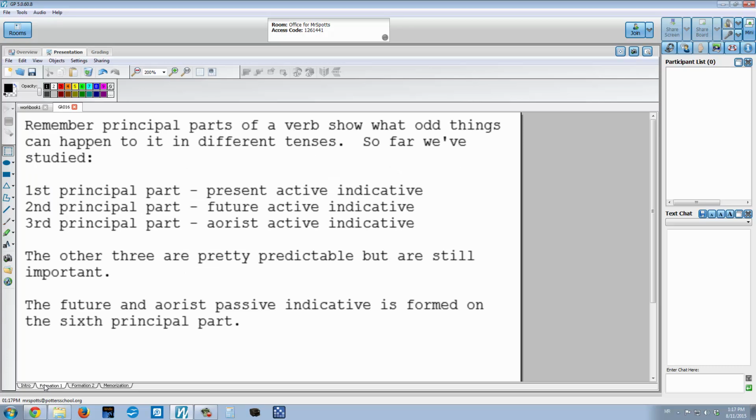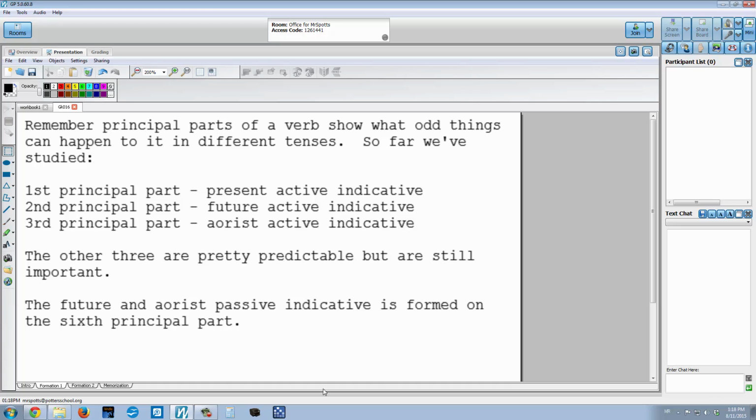Let's take a look back at how verbs work and find the principal parts of a verb. Those principal parts are the forms that show what kind of odd things can happen to the verb. And so far we've studied 3 of them. The first principal part is the present active indicative, like the word luo. The second principal part is the future active indicative, so we have luso. And the third principal part is the aorist active indicative, elusa. So we have luo, luso, elusa, or we have lepo, lepso, elepon.